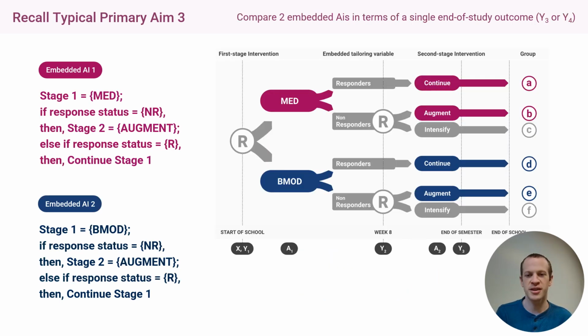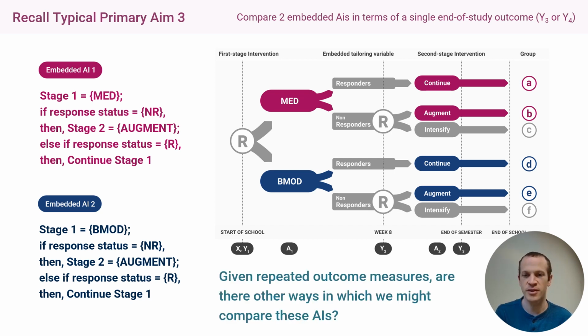If you remember the typical primary aims that we talked about during the in-person days, the typical primary aim 3 was to compare embedded adaptive interventions in terms of a single end of study outcome. So in this case, it would be either Y3 or Y4. So we can still do that if we have repeated outcome measures.